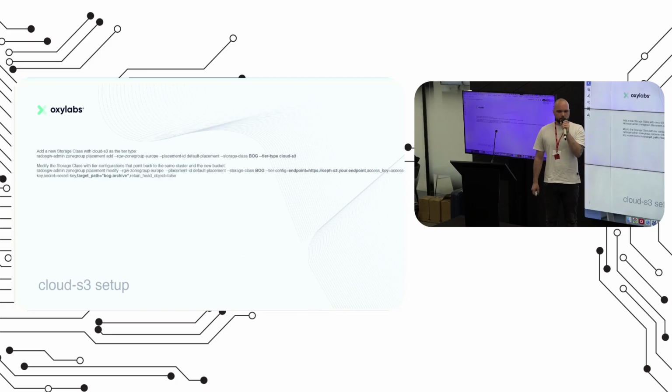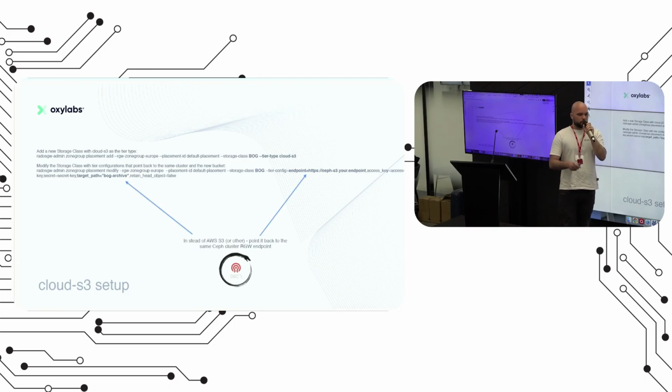Now, for the Cloud-S3 setup, it's quite trivial. You introduce a new storage class. We titled it, once again, Bog, although it's a bit different, but it's a storage class, and you set the tier type to Cloud-S3. Now, the trick here is that at the endpoint where you would actually specify AWS, you specify your own Rados Gateway endpoint. It's very simple. It's kind of creating a situation where a snake eats its own tail, and you hope for the best.